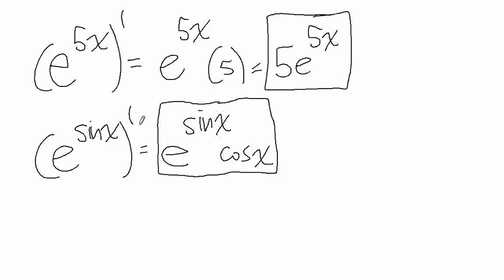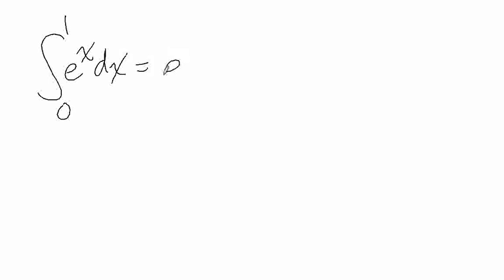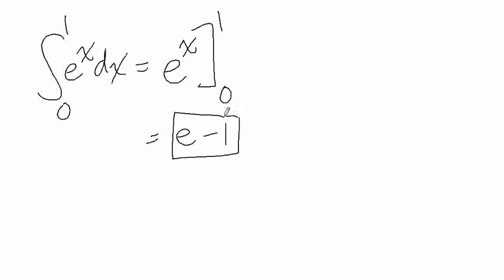What about the integral of e to the x from 0 to 1? Well, the antiderivative of e to the x is e to the x plus c. So we can find this definite integral by evaluating e to the x at 1 and at 0. So that gives e minus 1.